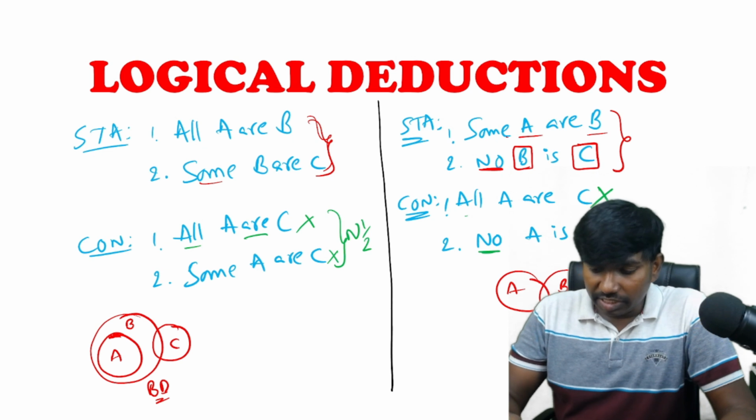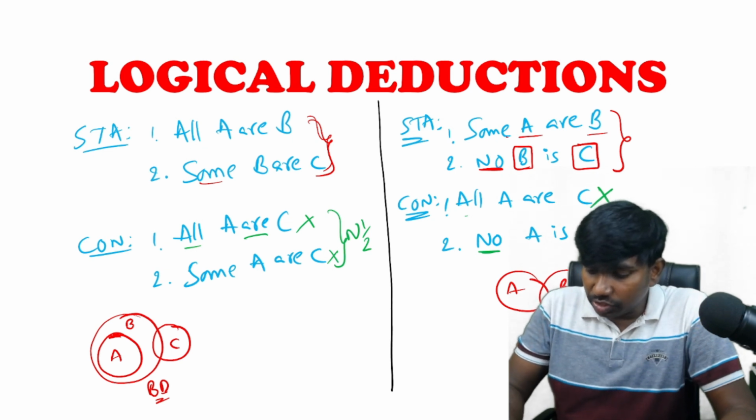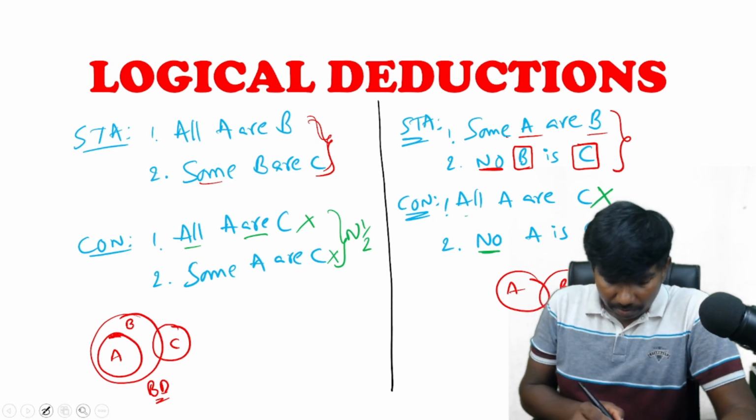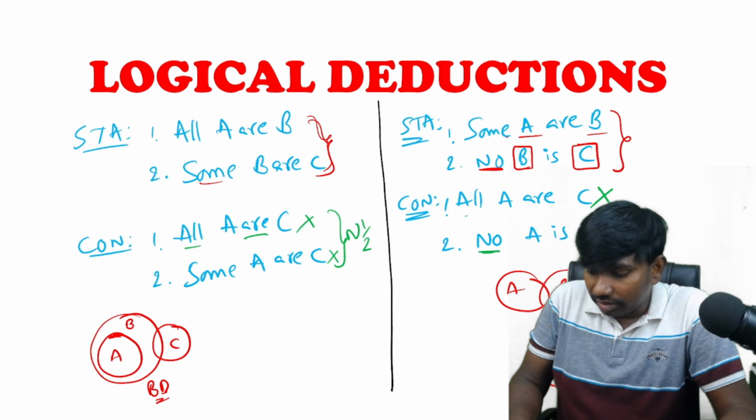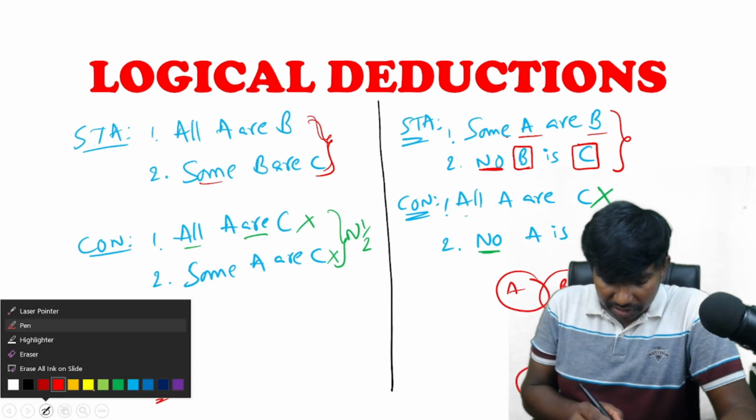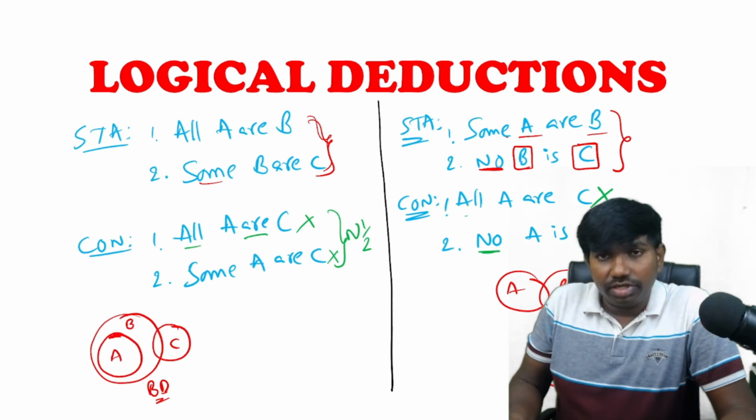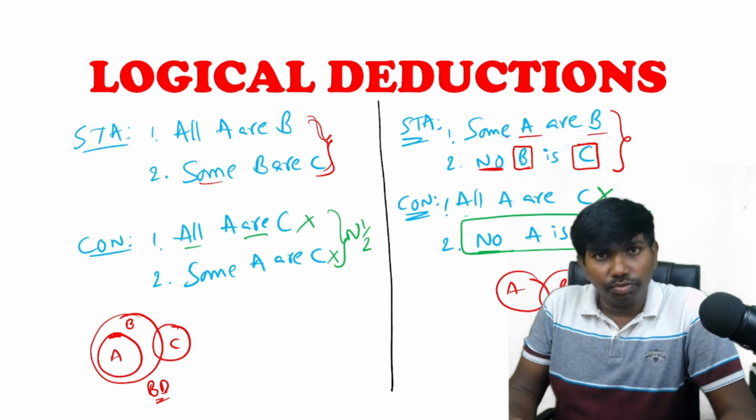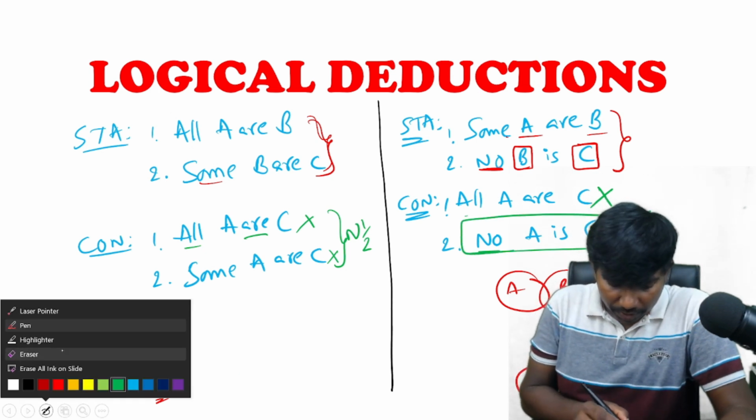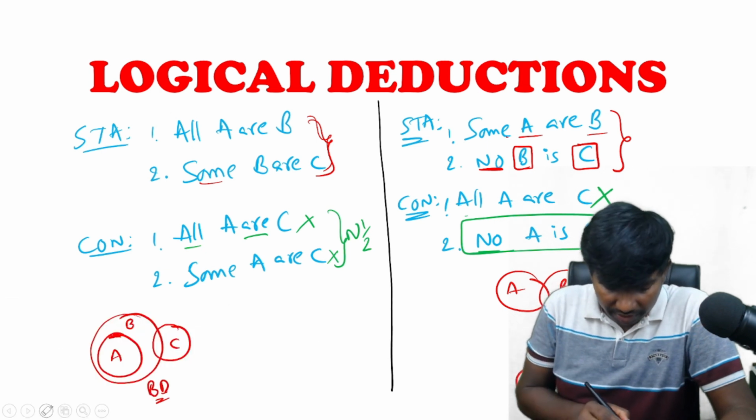See, in this basic diagram, there is no intersection between A and C. But if you keep on drawing the alternate diagrams, in one of the possibilities we may get this one as the diagram, one of the alternate diagrams. So in this possibility, are A and C intersected or not? Yes, intersected. In that possibility, is no A is C true? No, it is not true. It fails. So one possibility failing means in total it will fail only.